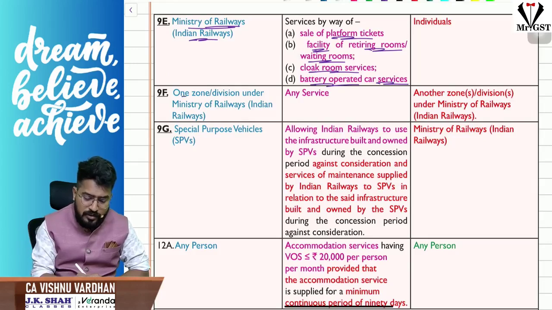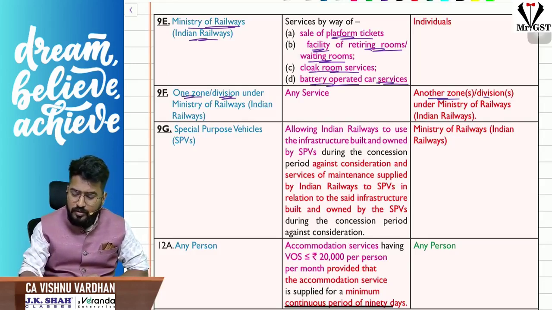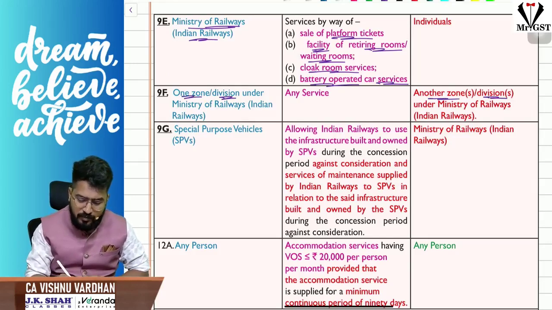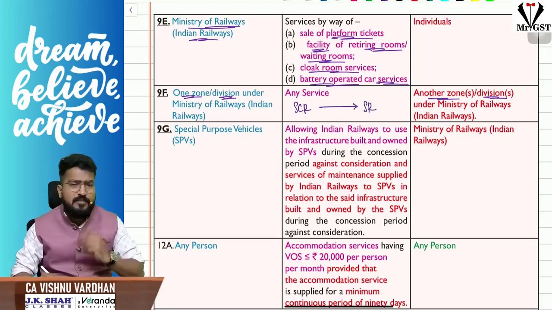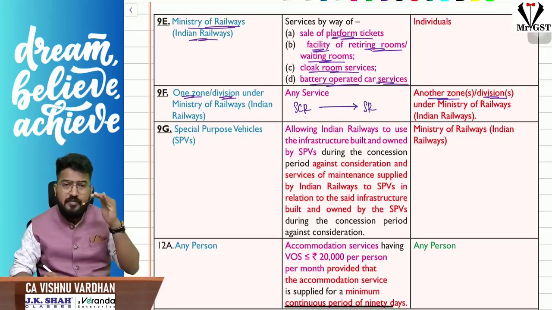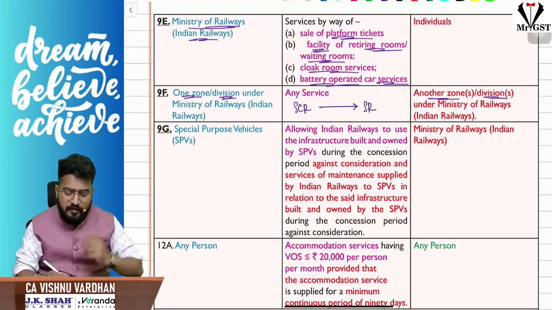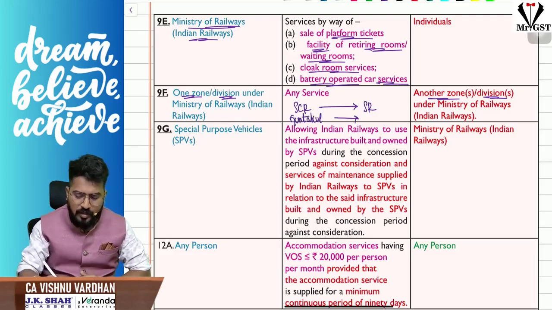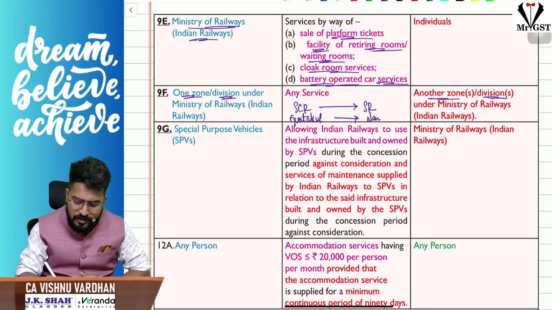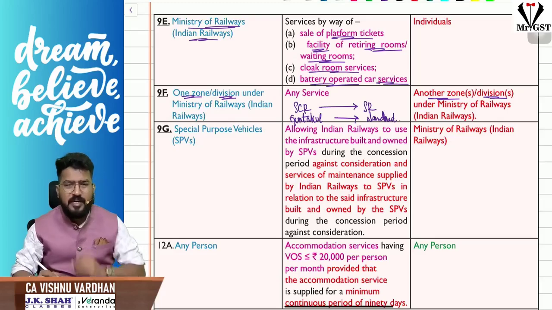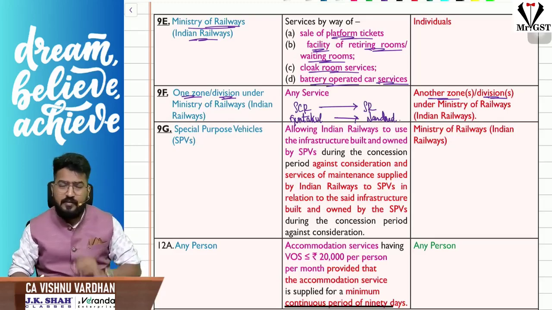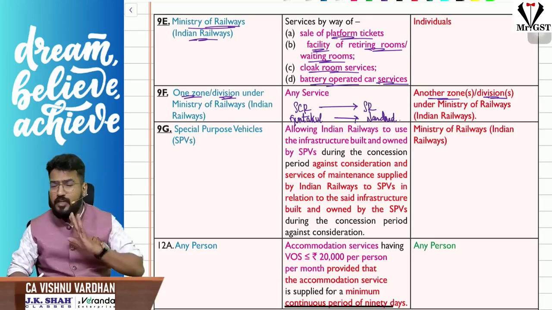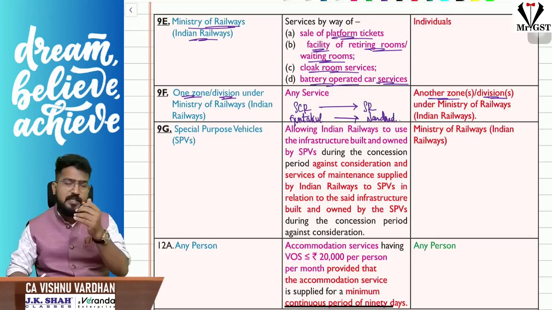Next, services by one zone or division of Indian Railways to another zone or division of Indian Railways. For example, South Central Railway is a zone. If they provide services to Southern Railways, another zone, it is exempt under GST. And within a zone there will again be divisions. For example, there is the Guntakal division in Andhra Pradesh. If they provide services to the Nanded division in Maharashtra somewhere, I guess, that is another division in railways. So one division to another division, one zone to another zone, if Indian Railways provides any services, it is exempt under GST.